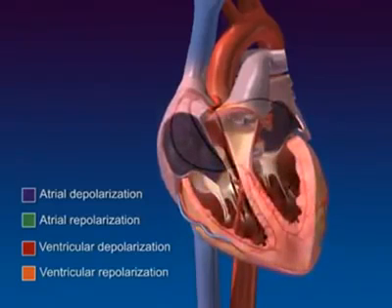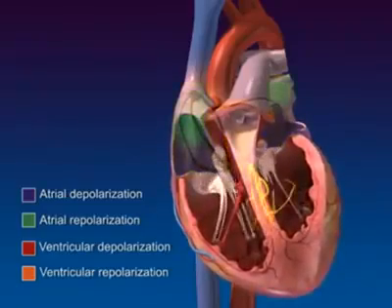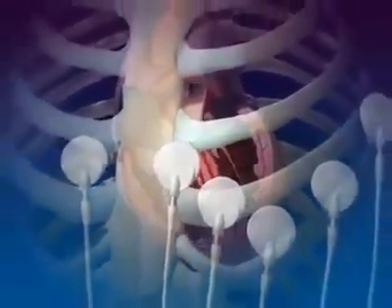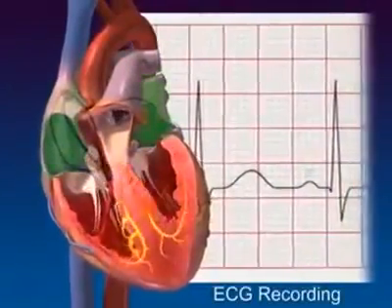The swift spread of the impulse through the specialized conduction system ensures that the ventricles become excited and contract as a unit. The spread of cardiac electrical activity may be recorded using electrodes placed on the body's surface. The recording, called the electrocardiogram or ECG, has several distinct components.